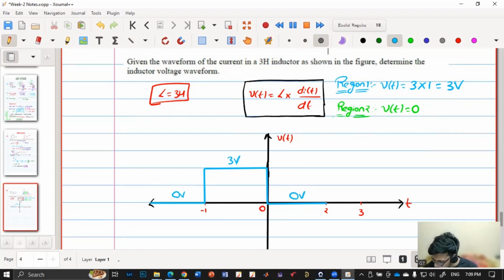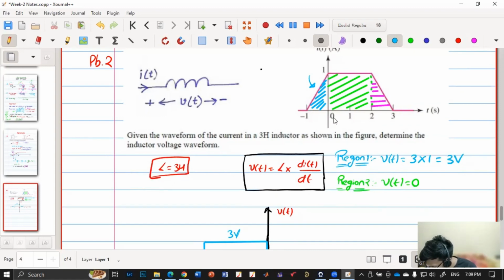Now we'll go to 2 to 3, which is region 3. So it is pink color. Again, inductor current is linearly decreasing. So what happens to the voltage of the inductor? Constant but negative, magnitude of -3. Yes. So the current is a line with a negative slope. So di by dt is the slope. As the slope is negative, the voltage will also be negative. V of t is equal to L into that slope. L is 3. And what is the slope? Slope is -1, voltage is -3.